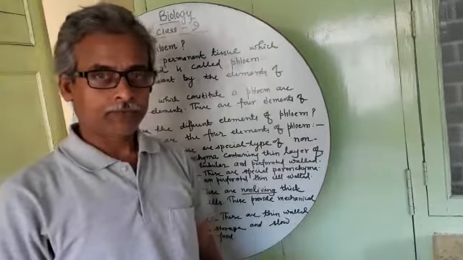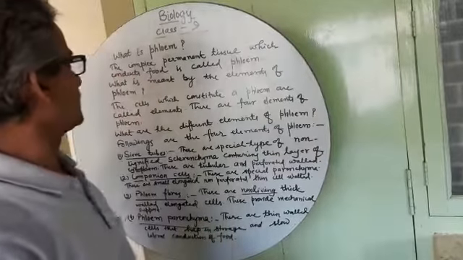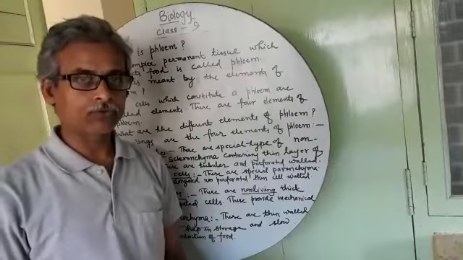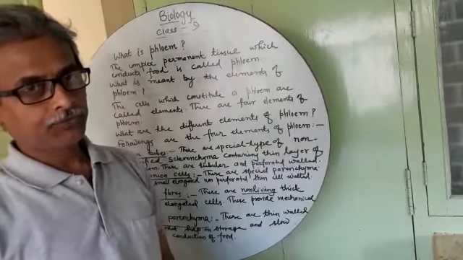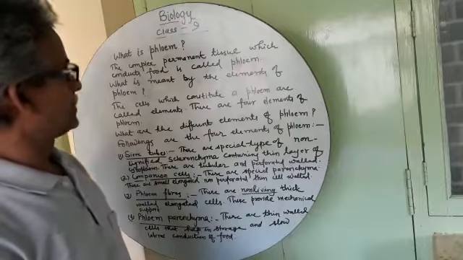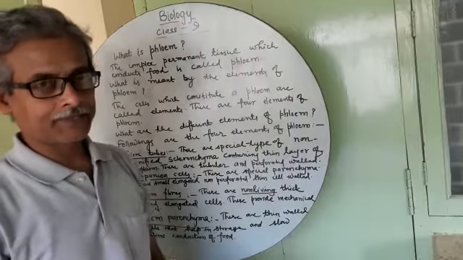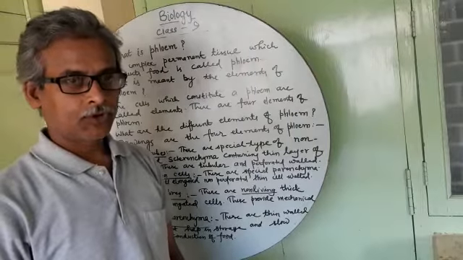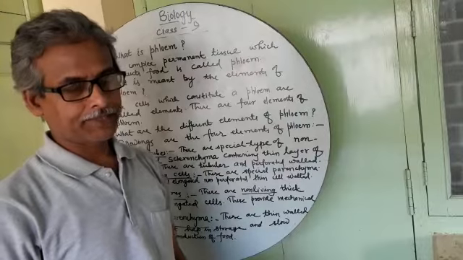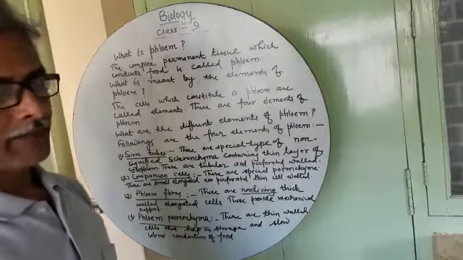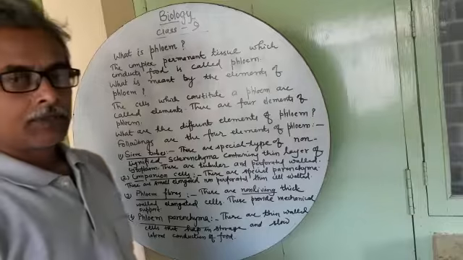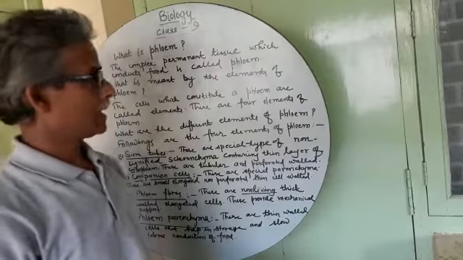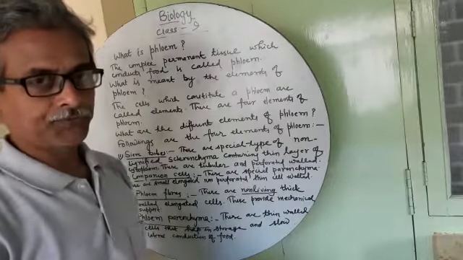in the classes of biology for class 9. And now this is the time to study about the tissue. And in this chapter, we are studying about complex permanent tissue. We have learned about xylem, and now we have to learn about phloem.